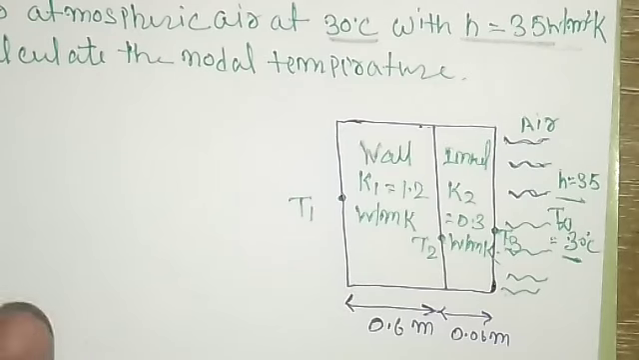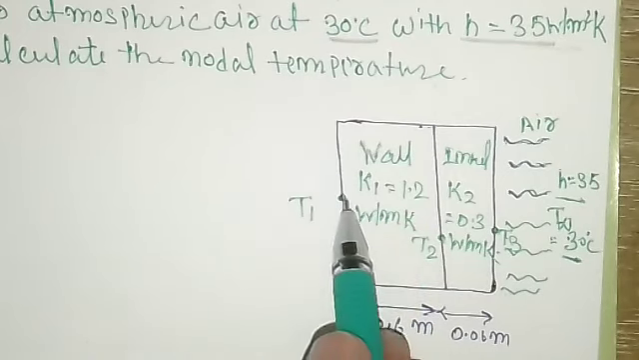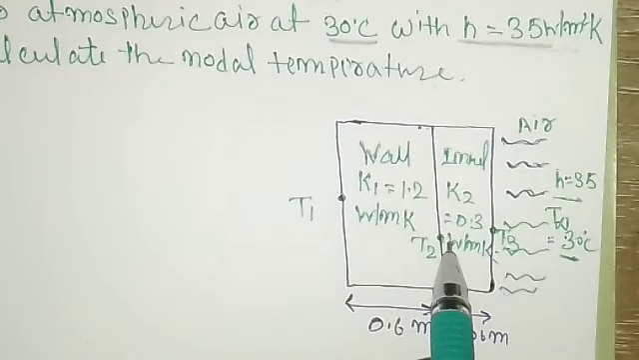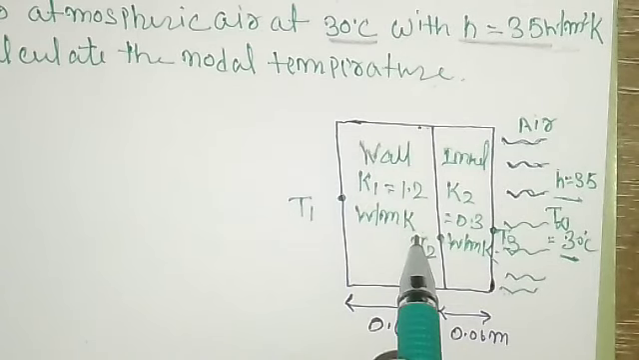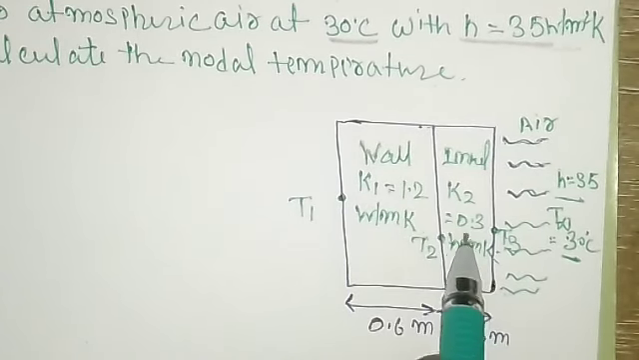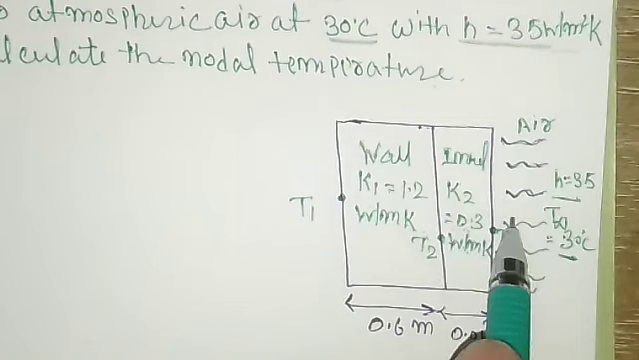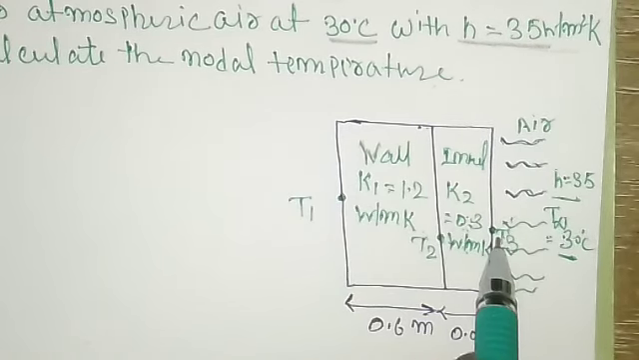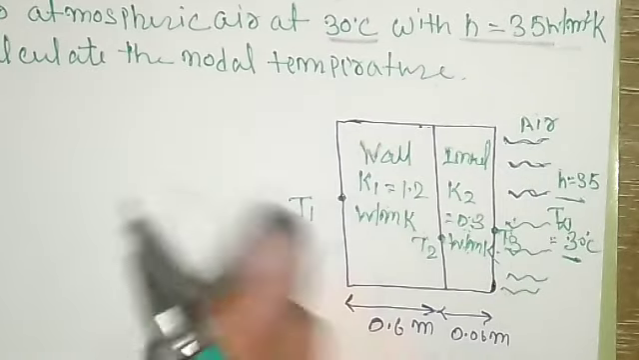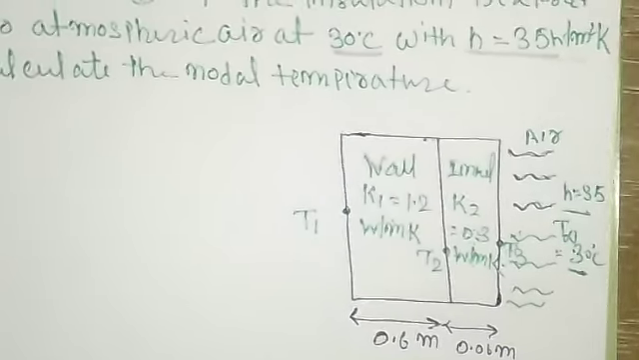So how will we do it? First of all, we will find K1 and K2. For element 1, we can see only conduction takes place. Why? Because there is no fluid involved in this, so there is conduction. But when we find the stiffness matrix for element 2, there is conduction as well as convection. So the combined equation we will use for element 2, but for element 1 we have only conduction. So let's start.